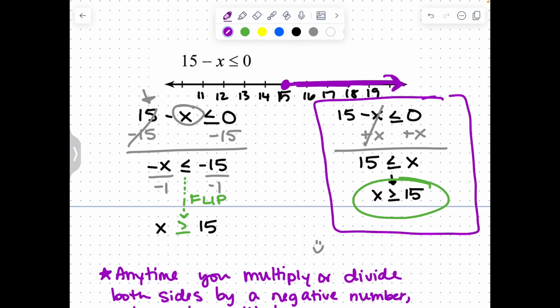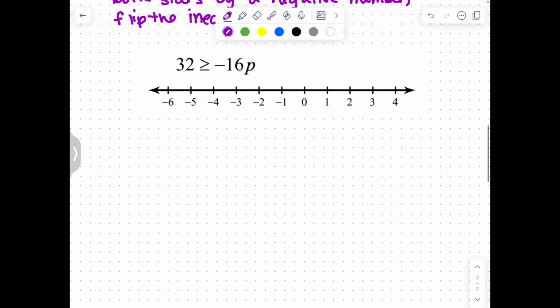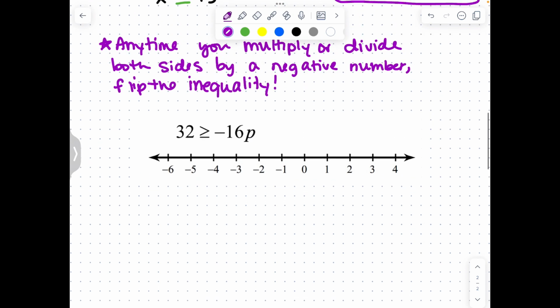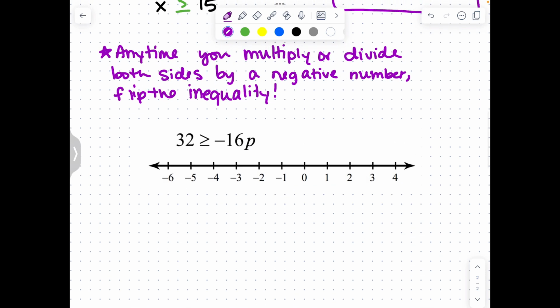All right, I have one more example. Here we go. We'll leave this rule up here so we remember. Anytime you multiply or divide both sides by a negative number, flip the inequality. So we have 32 greater than or equal to -16 times p. Now, if you want this to be a one-step equation, you're going to have to divide by -16.